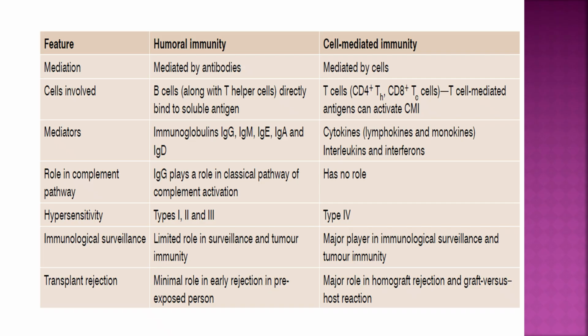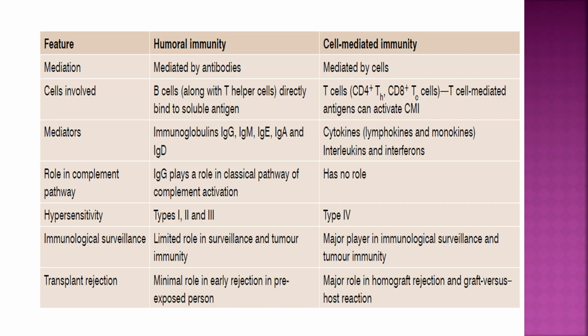Difference between humoral and cell-mediated immunity. Humoral is mediated by antibodies, cell-mediated by cells. Cells involved: in humoral, B cells along with T helper cells directly bind to soluble antigen. In CMI, T cells, CD4 Th and CD8 TC cells; only T cell-dependent antigens can activate CMI. Mediators: humoral, immunoglobulins IgG, M, E, A, and D. Cell-mediated, cytokines, lymphokines, monokines, interleukins, and interferons.